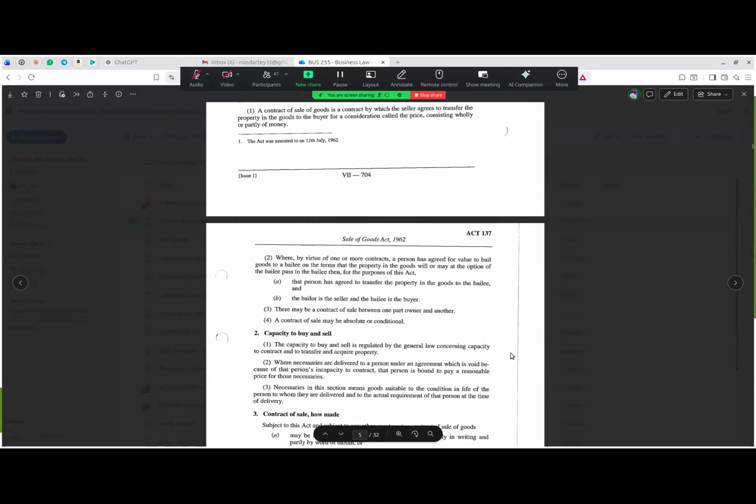2, where by virtue of one or more contracts, a person has agreed for value to bail goods to a bailee on the terms that the property in the goods will or may at the option of the bailee pass to the bailee, then for the purposes of this act, A, that person has agreed to transfer the property in the goods to the bailee, and B, the bailor is the seller and the bailee is the buyer. 3, there may be a contract of sale between one part owner and another. 4, a contract of sale may be absolute or conditional.